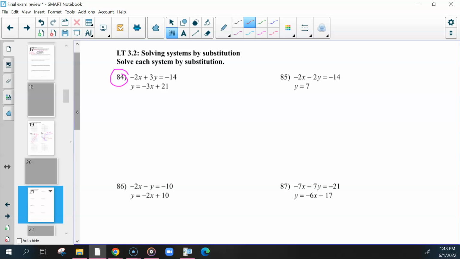Now we're solving systems by substitution. So for number 84, if you have an equation that's already solved for x or y, we're going to take that equation and put it into the other one where that variable is. And then rewrite it. So this first equation would now be negative 2x plus 3 times negative 3x plus 21, and then equals negative 14.